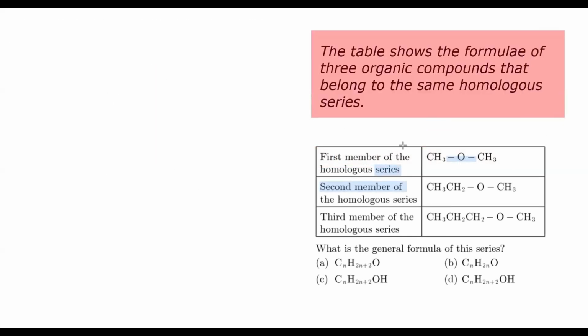In this question, you can see that the table shows the formula of three organic compounds that belong to the same homologous series, and what we have to figure out, as you can see below, we are given the general formula, right? And we have to figure out what is the general formula of this compound. So for that, what you are going to do is cross check by placing the number of carbon. I can see there are two carbon. So replacing N with 2, what I'll get is C2H6 and oxygen 1. I can see it is true as of now.